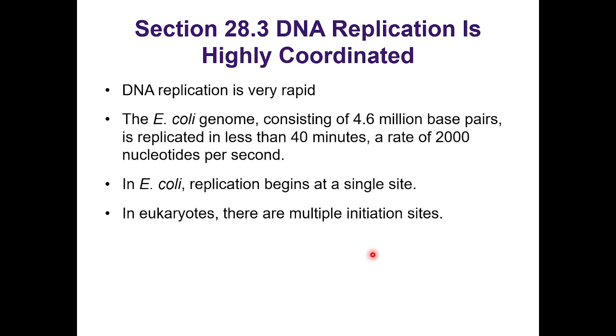So the DNA replication is very rapid. The E. coli genome consists of 4.6 million base pairs. This can be replicated in less than 40 minutes at a rate of 2,000 nucleotides per second. In E. coli, the replication begins at a single site. In the eukaryotes, there are going to be multiple initiation sites.